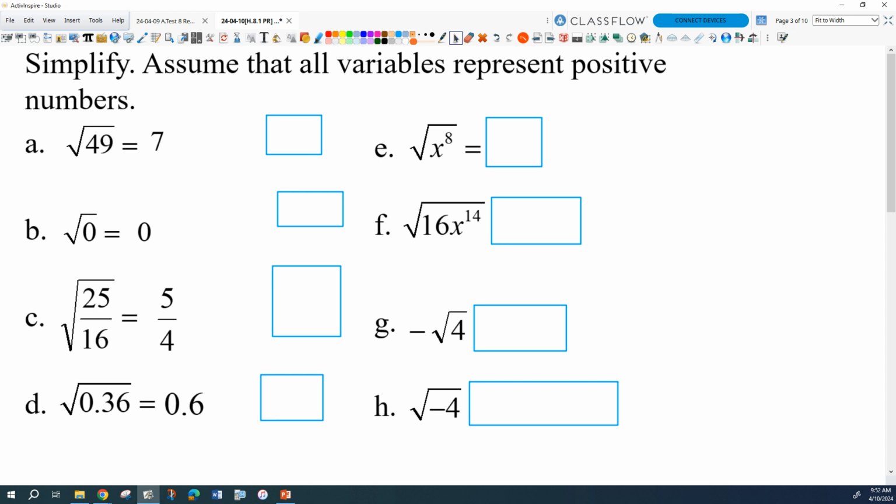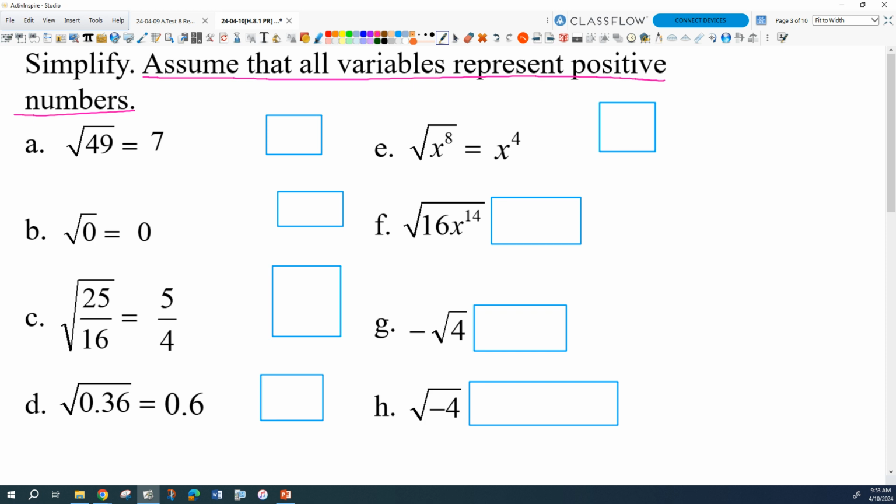Okay, what about this guy? Now here's where we have to be a little bit careful, right? Because the answer, everyone tells me, is x to the 4th. True story, but we made an assumption there. We made an assumption that people rarely ever really consider. We assumed that all the variables represented positive numbers. Okay? And that gave us that answer. But we'll look at some other cases in the future where we have to be a little more careful with that, when we're taking an even root of an even power.